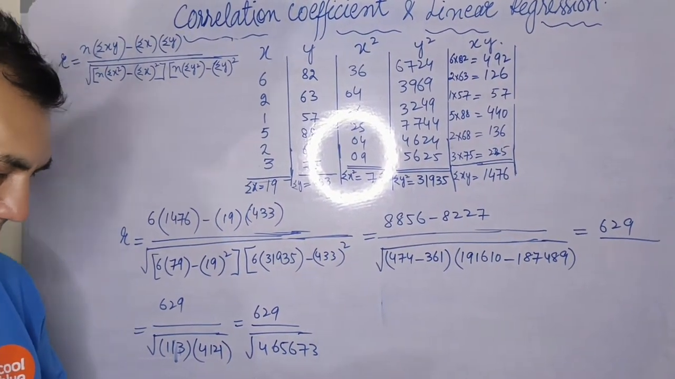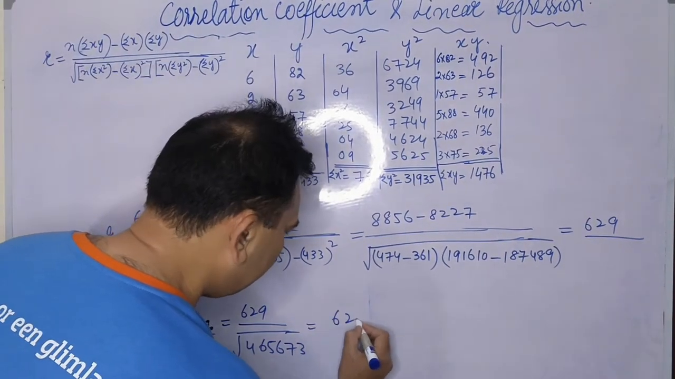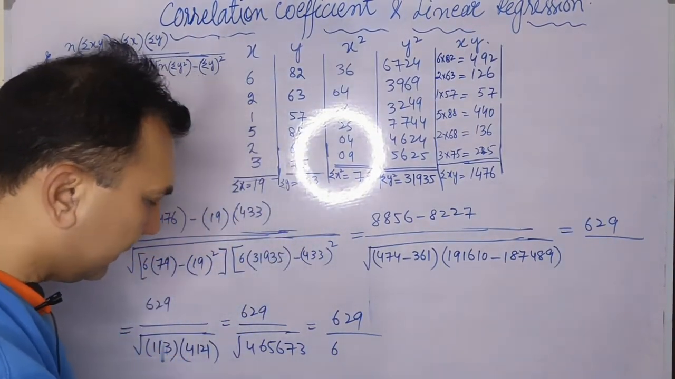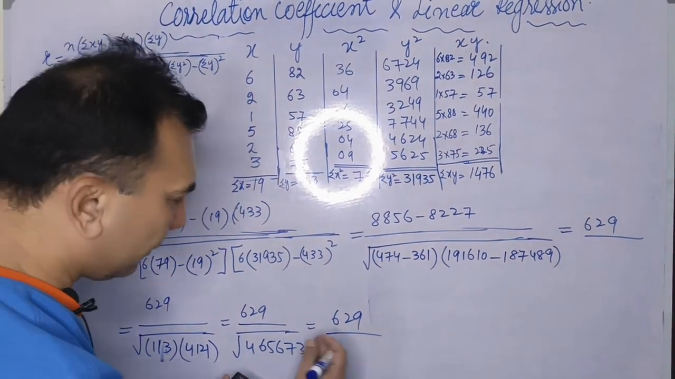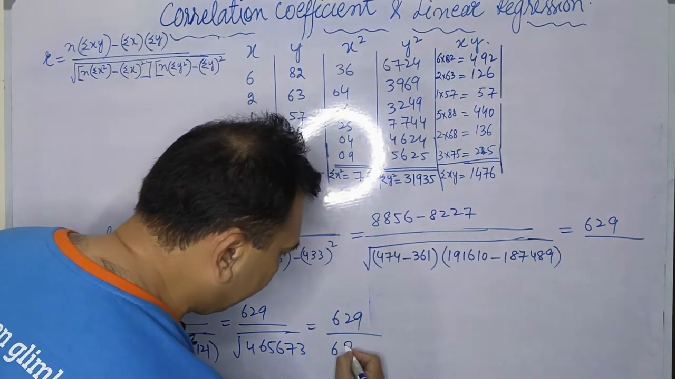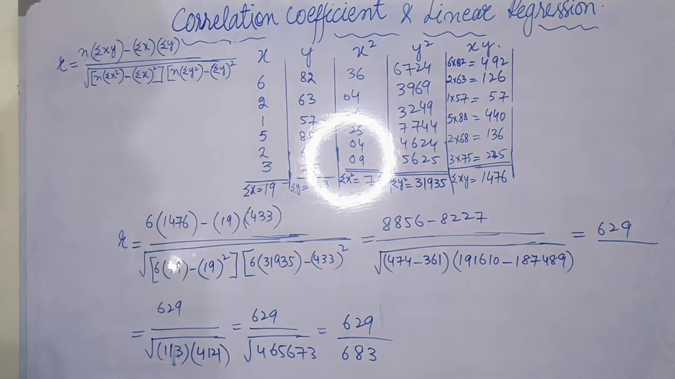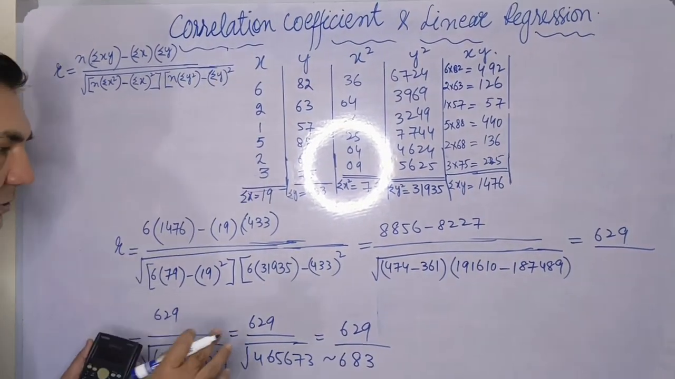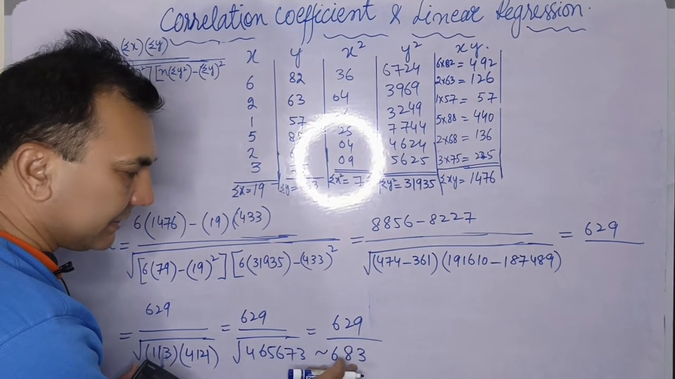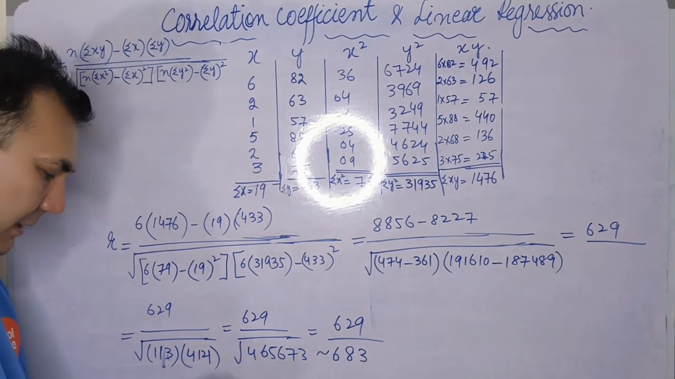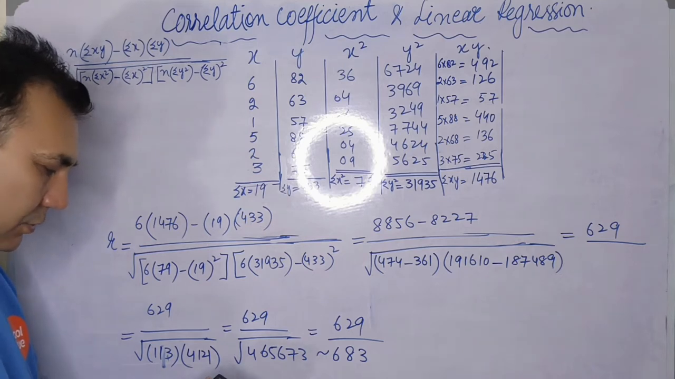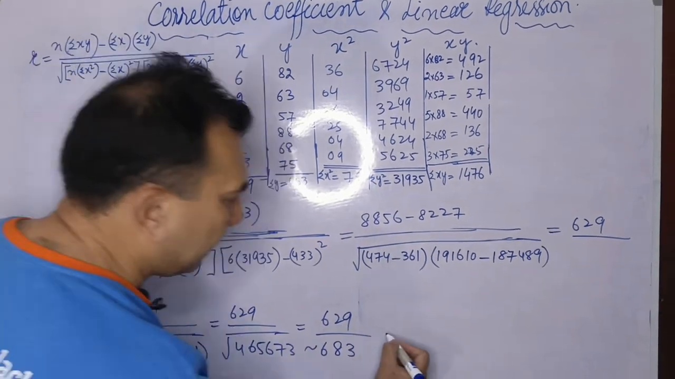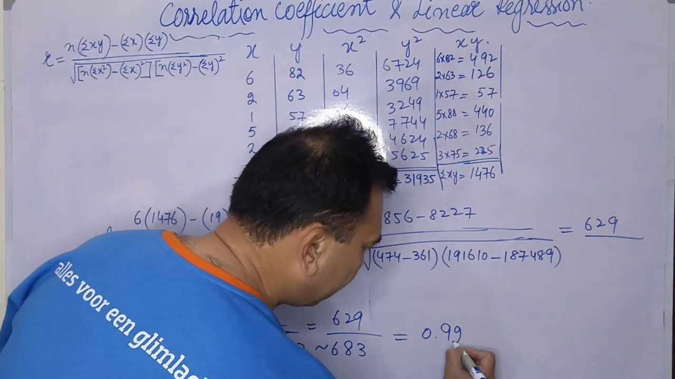If I write down this whole value and round up, it comes up with 683. So now in the last we divide 629 with 683. 629 divided by 683 comes up with 0.92.